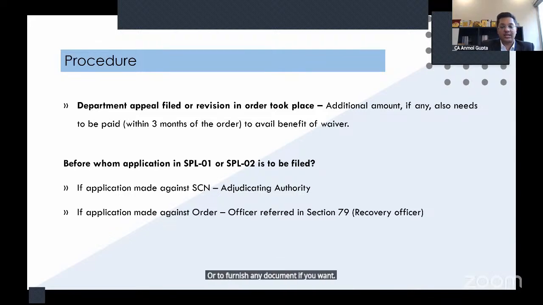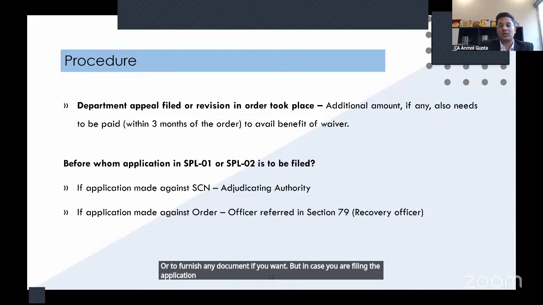But in case you are filing the application against the adjudication order or appellate order, in that case, your application in form SPL 02 will go to the jurisdictional officer, which is the recovery officer under section 79.